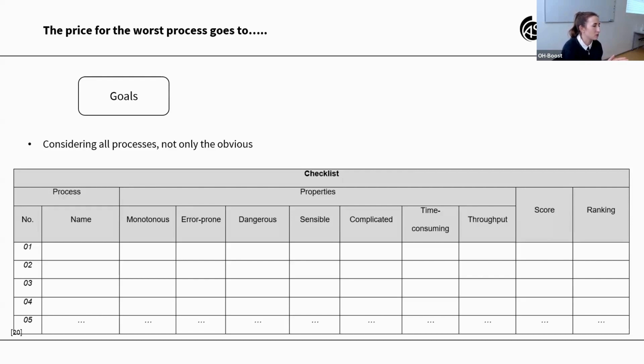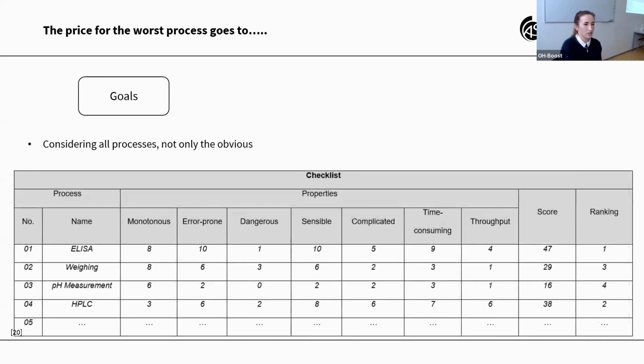Here, for example, we have properties like monotonous, error-prone, dangerous, and so on. And you can choose your own score. For example, a process that is not very monotonous, I give a 1. But a process that is very error-prone, it's a 10. And in the end, you build a score. For example, you sum up the points, and then you can rank your processes, and the process with rank number 1 is the worst process, or the process that really needs to be automated. This is also what John did. And in the end, we see the ELISA has the highest score and rank 1.